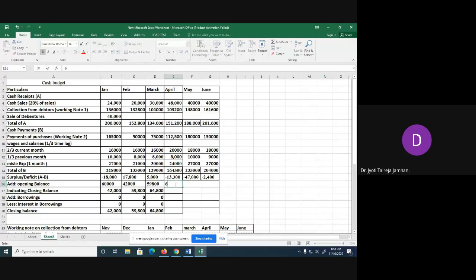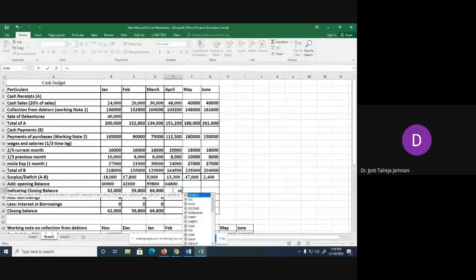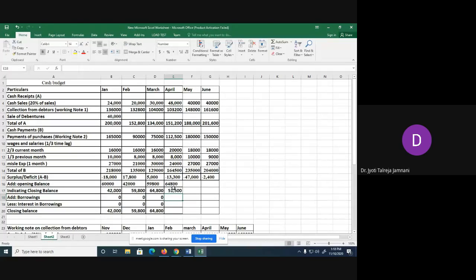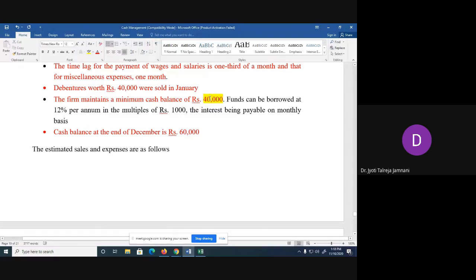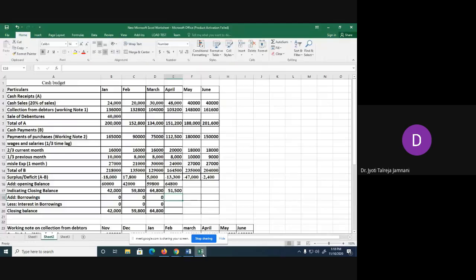This will become opening for April. So now April has deficit. So from that 64,800, we will pay that deficit of 13,300 and we'll get a closing balance of 51,500. But still that 51,500 is much higher than 40,000, which was the minimum balance. So we need not borrow, nor will we have to pay any interest. So 51,500 as it is will be our closing balance.